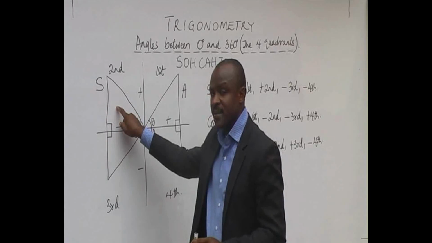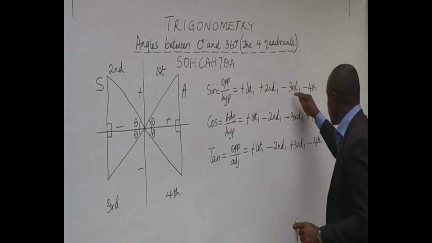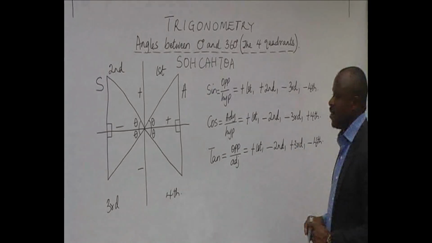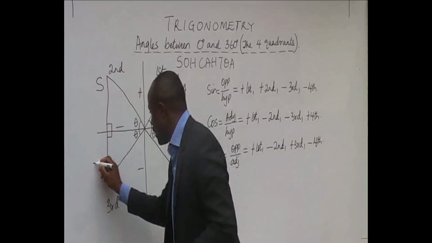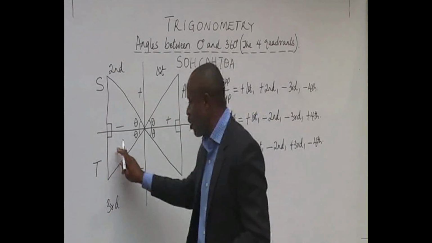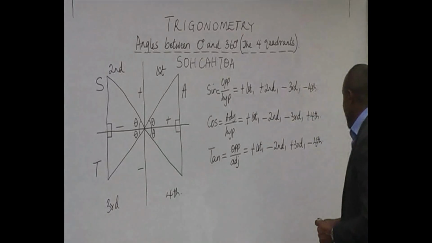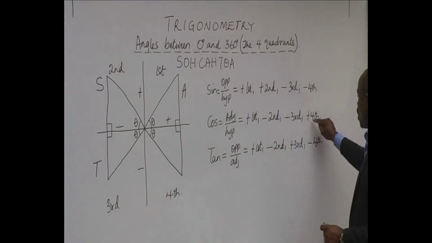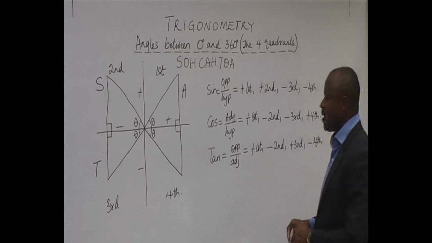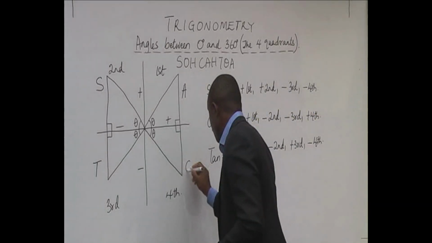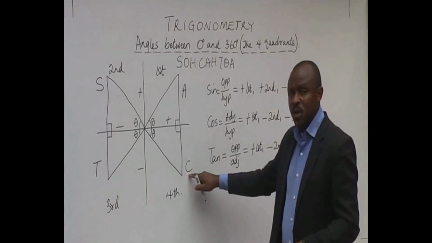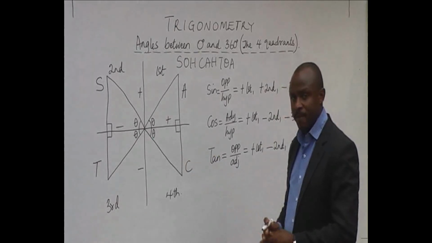in the second quadrant. Let's check the third. In the third quadrant, it is only tangent that is positive. So we're going to put T here, signifying that only tangent is positive in the third quadrant. Then the last, it is only cosine that is positive on the fourth quadrant. That means we're going to put C here, signifying that only cosine is positive on the fourth quadrant.